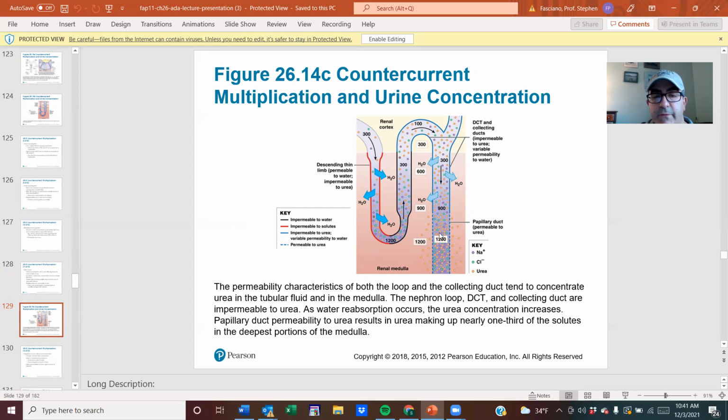So what this is going to affect is it's going to concentrate the urea in the tubular fluid and in the medulla. And so what happens is the collecting ducts are impermeable to urea. So urea can't get out of there, right? So urea ends up going to your urine. It travels through the collecting duct to get to your bladder.